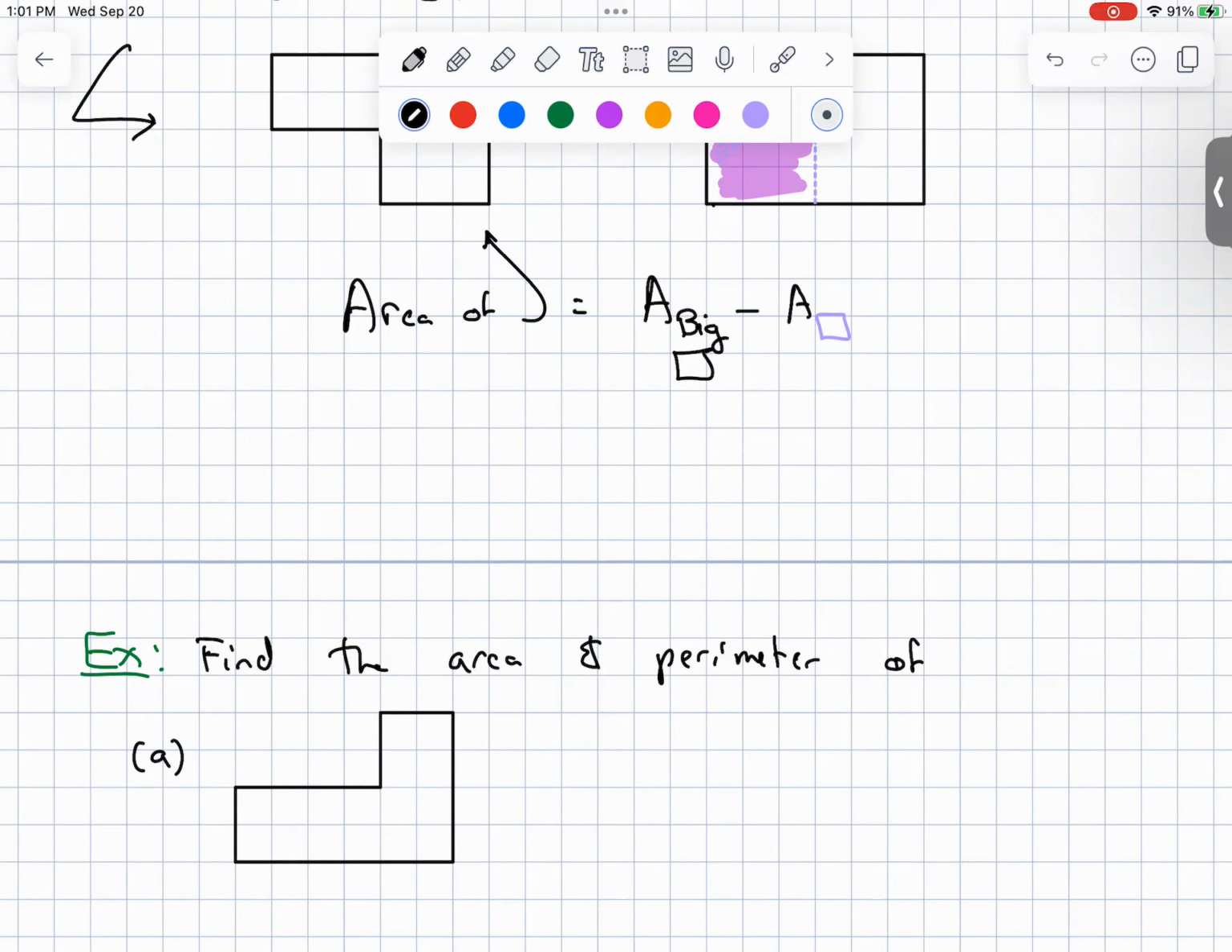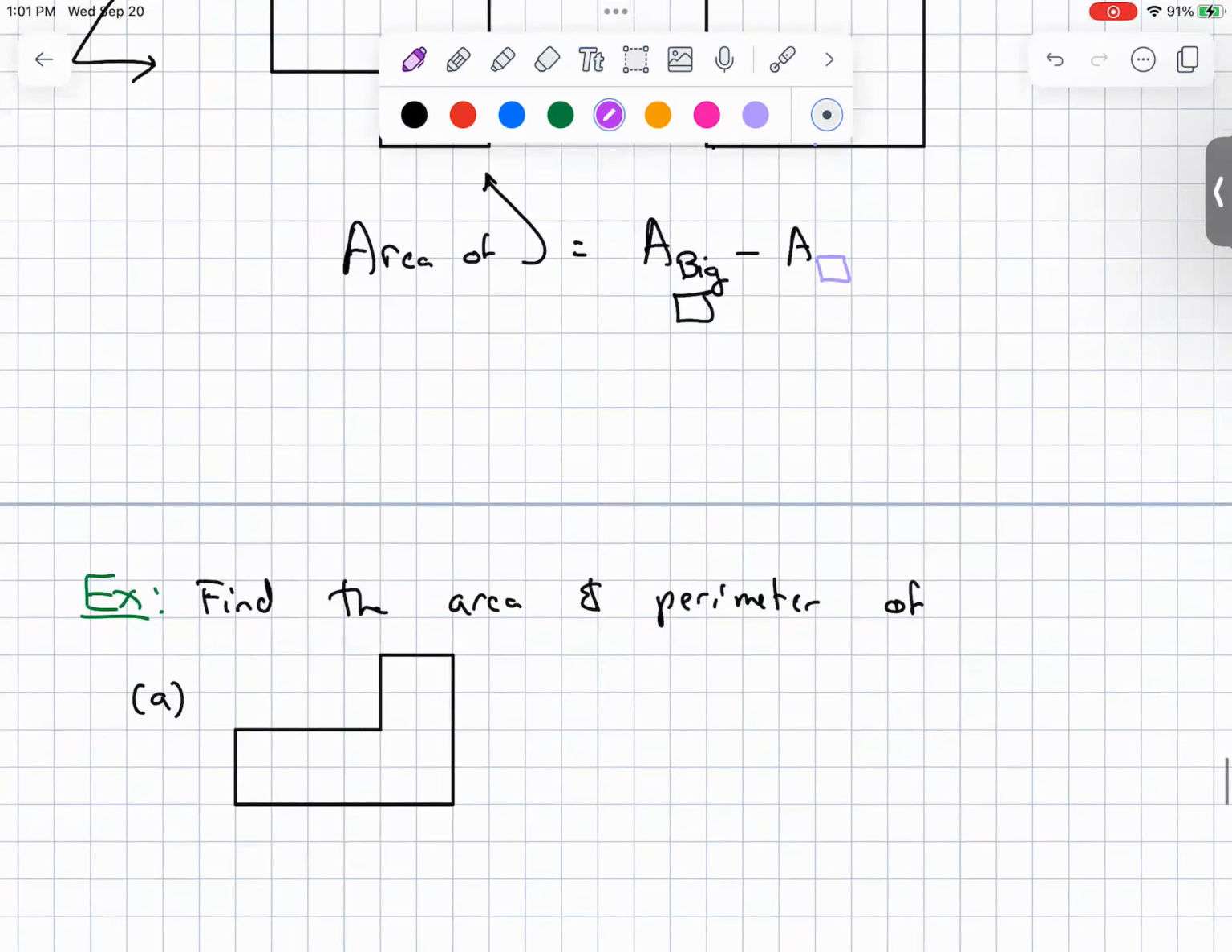That one. And then the measurements that are given are 4 centimeters, 15 centimeters, and 8 centimeters here. Oh, and then 6 centimeters at the top. And then part B, just draw right next to it. This shape here.